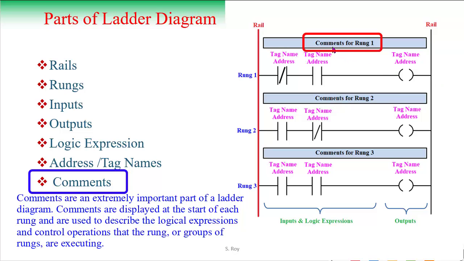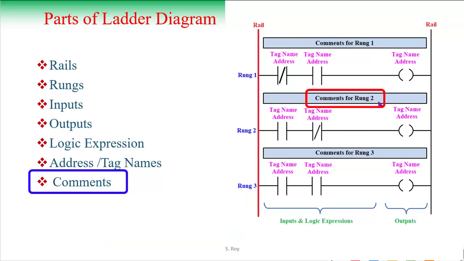Here see, the comments for rung 1 means what is the purpose of this rung or what the rung will do, that is described in comments. So these are the comments for rung 1, for this rung 2 we may write the comments here, for this rung 3 we might write the comments here. So understanding a ladder diagram is made a lot easier by using different comments.